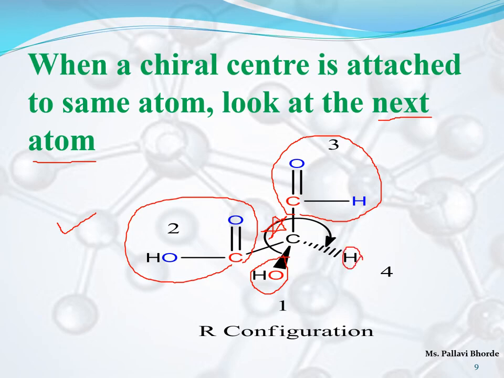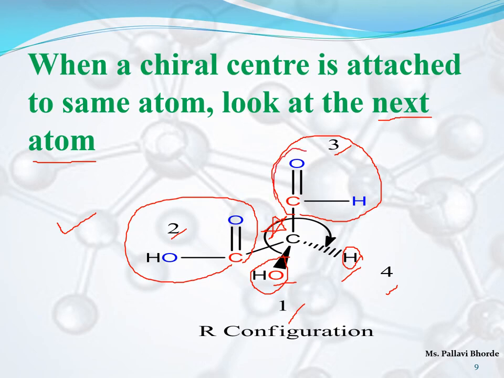What are the four different groups? Aldehyde, carboxylic acid, hydroxy and hydrogen. Then the hydroxy group is your first priority group because the chiral center is directly attached to oxygen, and hydrogen will be your fourth priority group. No doubt about this. But what about the second and third priority groups? Because the atoms which are attached to the chiral center are the same. These are carbons. Rather, the next atom is oxygen.